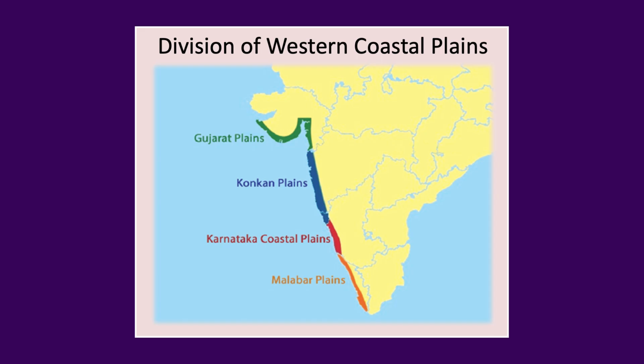The western coastal plains extend from the Arabian Sea to the Western Ghats, spanning from Kerala in the south to Gujarat in the north. This region includes the coastal plains of Gujarat, the coastal plains of peninsular India, and the states of Maharashtra, Goa, and Karnataka.